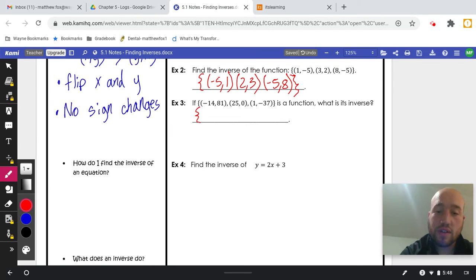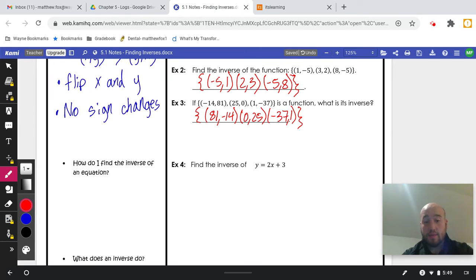All we're doing is switching our x and our y. And finally, (-37, 1). All right. And we are done.